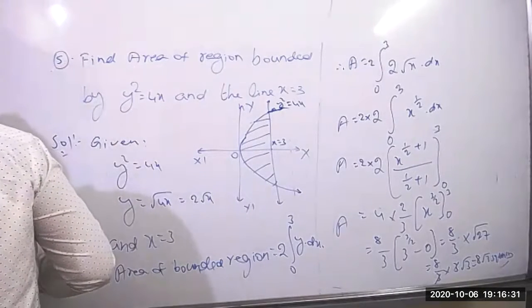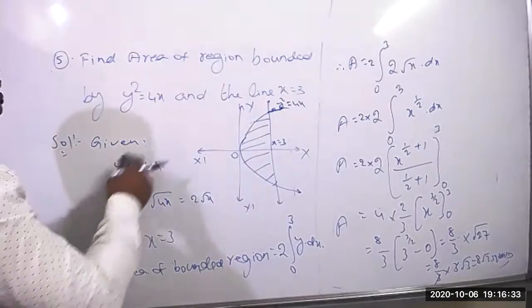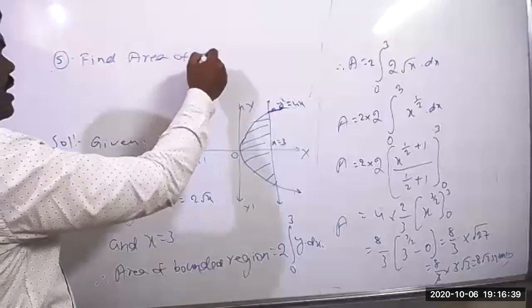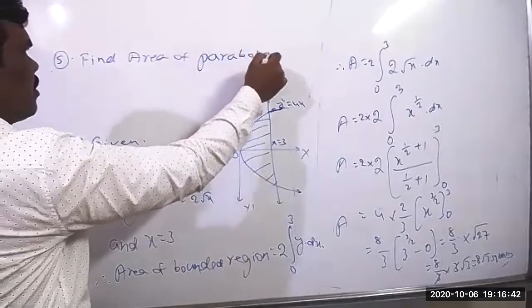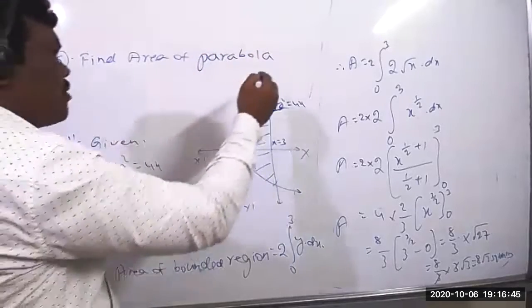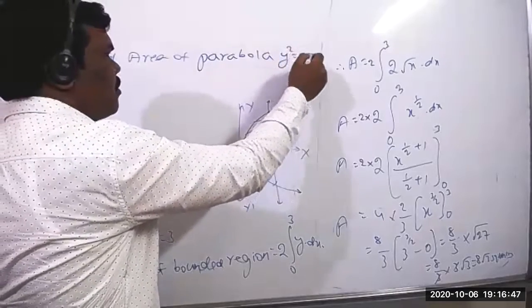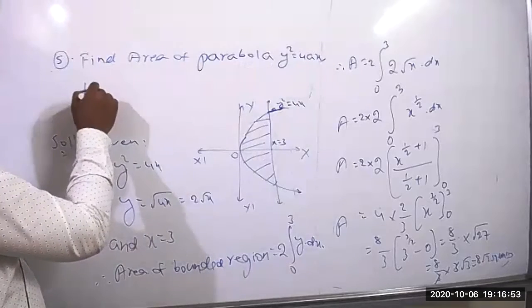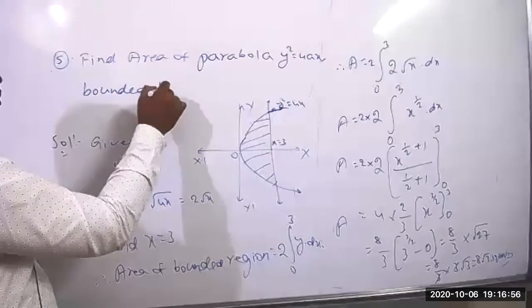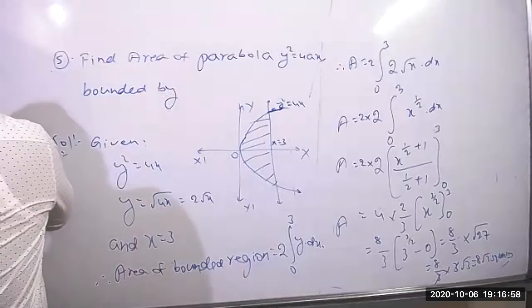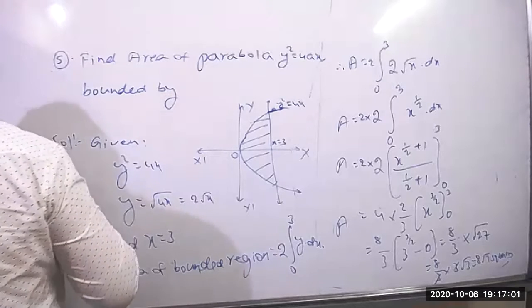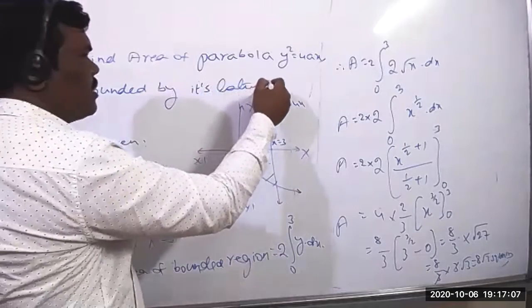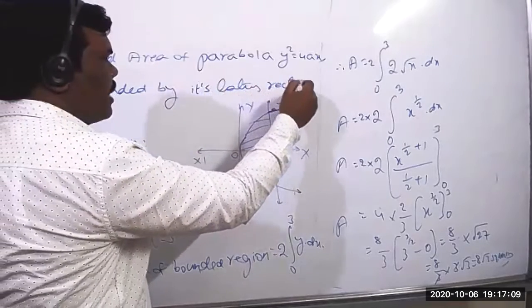Next, now find the area of the parabola y square equal to 4ax, bounded by its latus rectum.